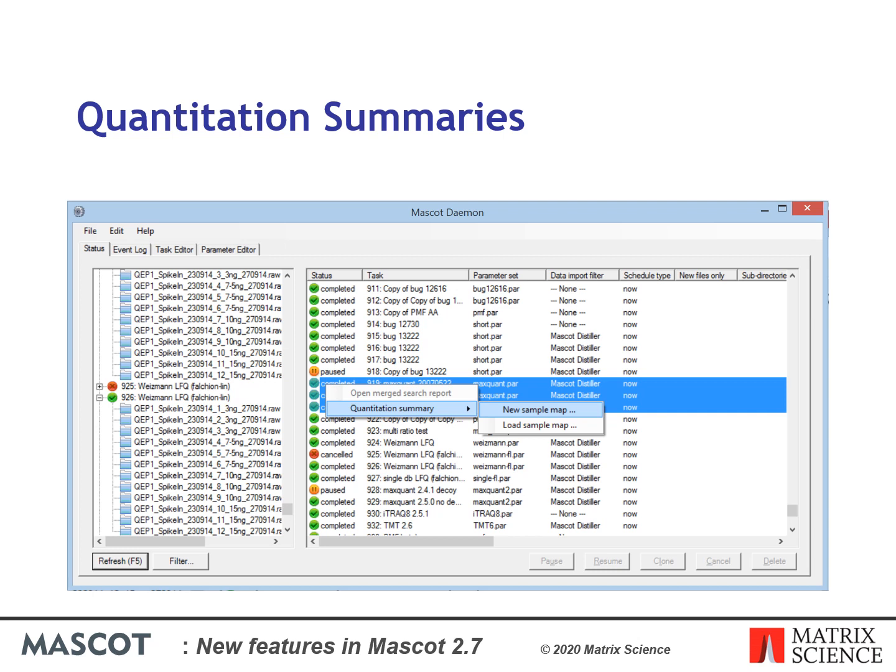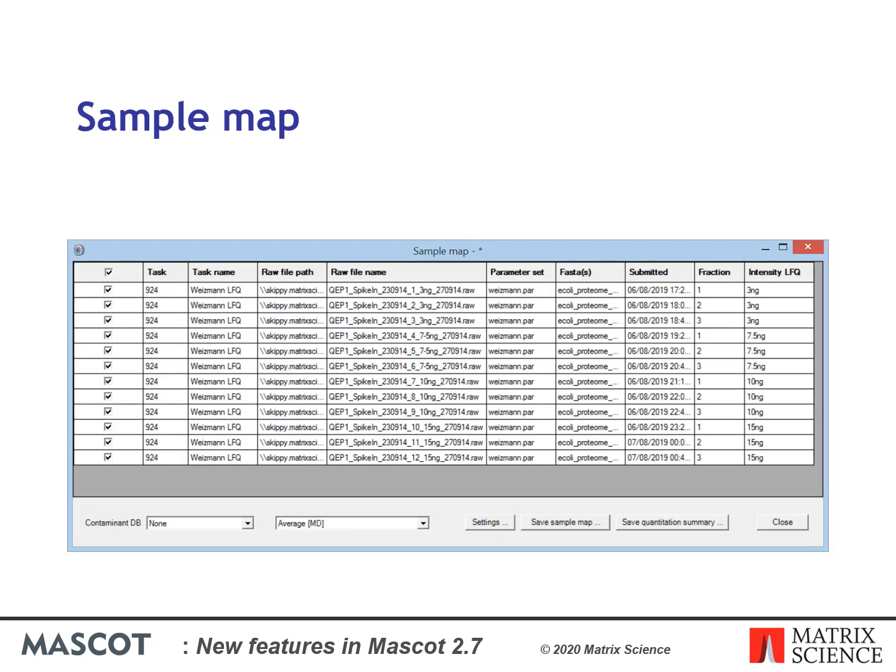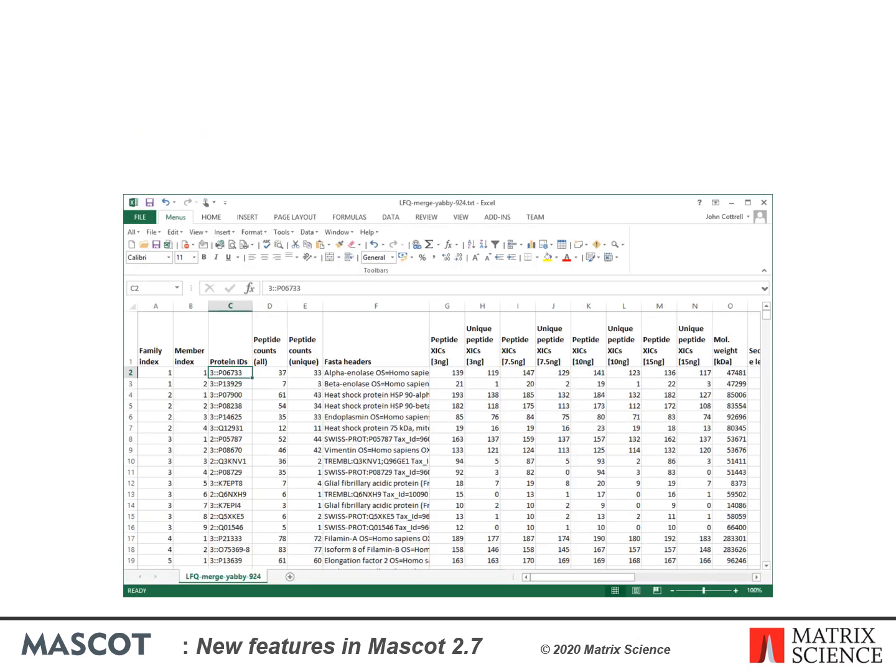The Quantitation Summaries feature in Mascot Daemon allows you to select one or more tasks and create a sample map. The sample map is used to annotate the list of results files with recognizable sample identifiers. And Daemon creates and saves the Quantitation Summary, a tab-delimited text file which is the input file for statistical analysis. This can then be used with anything from Excel to Perseus or a programming environment like R.